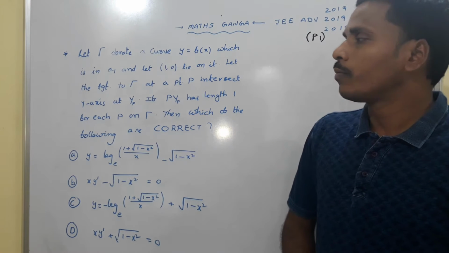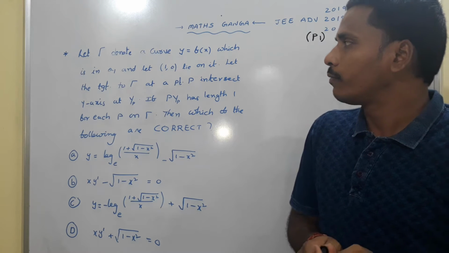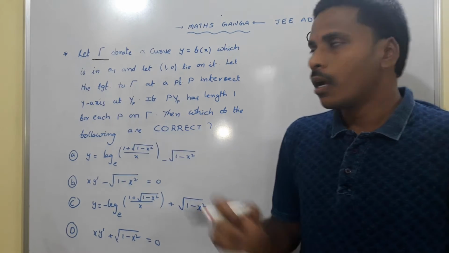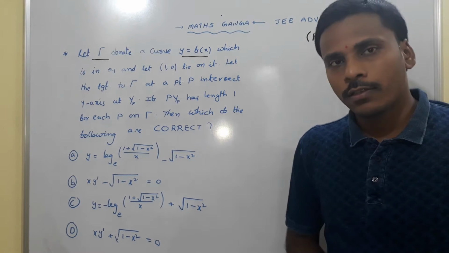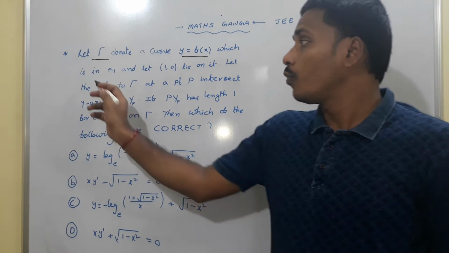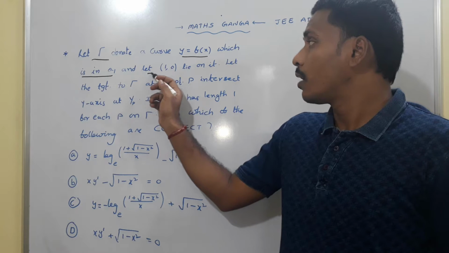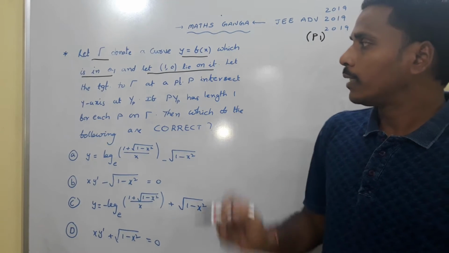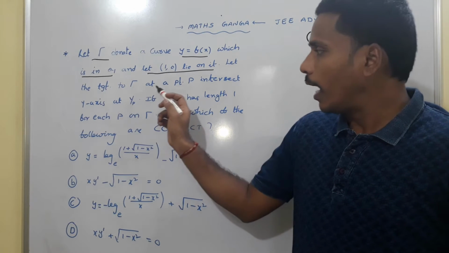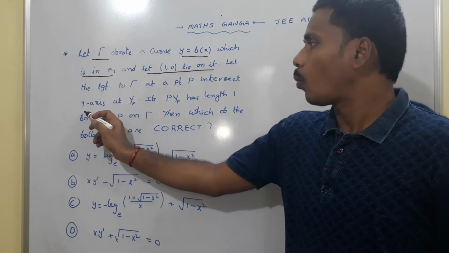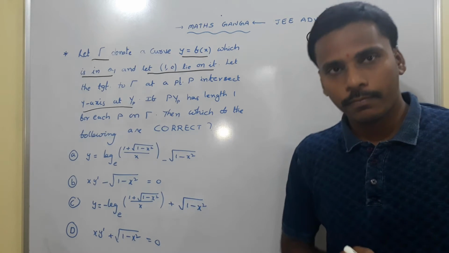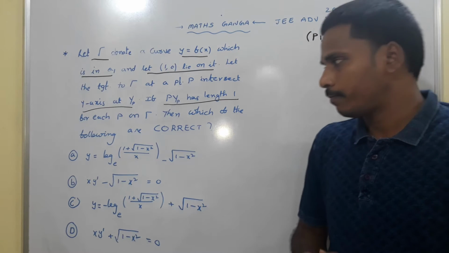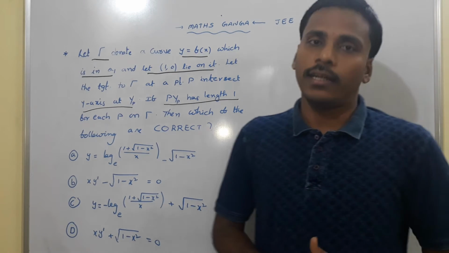So the question is about a curve and the curve is denoted by gamma, y is equal to f of x. As they mentioned, the curve is in the first quadrant as well as (1, 0) lies on the curve. Let the tangent to the curve at a point P intersect the y-axis at some YP. Also they mentioned the length of PYP is 1. Then which of the following are correct?